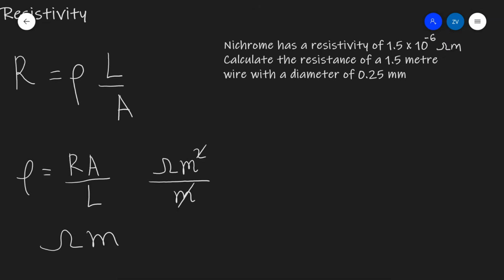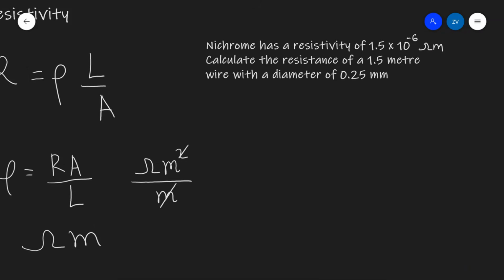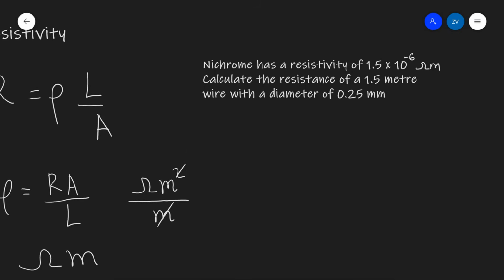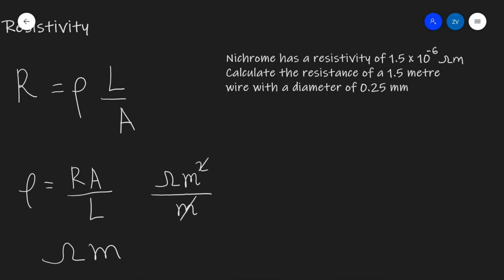Let's apply what we've learned about resistivity to a little practice problem. So for instance, we have nichrome, which has a resistivity of 1.5 times 10 to the power minus 6 ohm meters. Calculate the resistance of a 1.5 meter wire with a diameter of 0.25 millimeters. Okay, well, we have the formula for resistance, and let me just write it once again over here. Resistance is going to be resistivity times the length divided by the cross-sectional area.